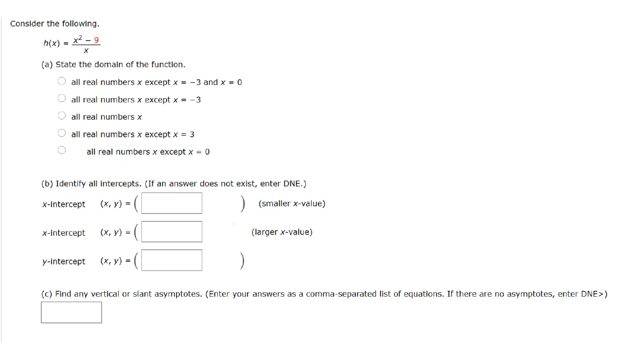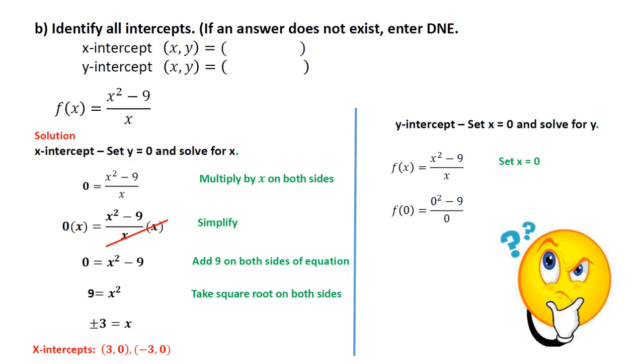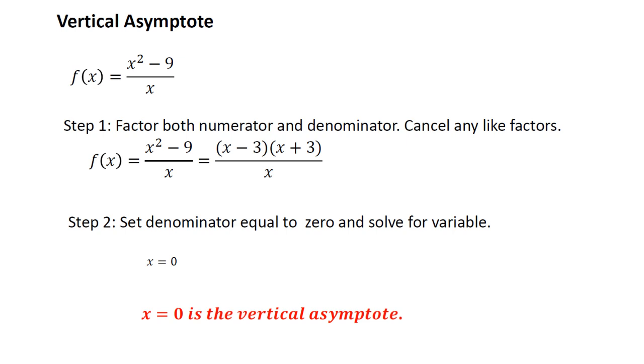Okay, and then I have this last one. It's similar: (x squared minus 9) divided by x. If we look at the domain, it's going to be everything except for 0. If we solve for the x-intercept, we let y equal 0, multiply by x on both sides. So we get that x equals plus or minus 3 is our x-intercepts. And then for the y-intercept, we get 0 minus 9 divided by 0. We cannot divide by 0. So the y-intercept does not exist.